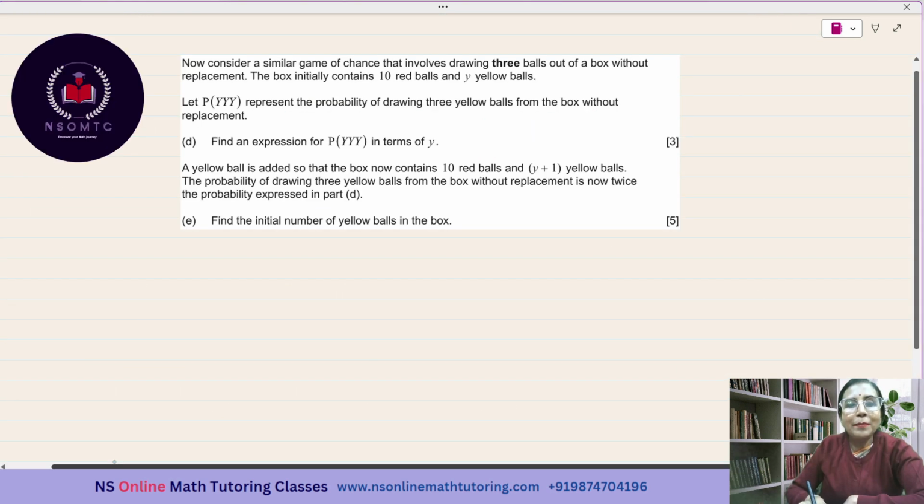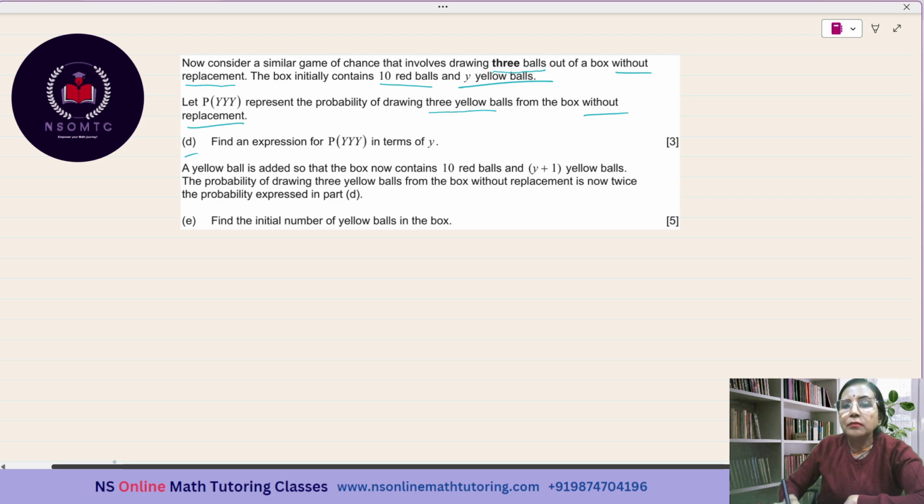Now consider a similar game of chance that involves drawing 3 balls out of a box without replacement. The box initially contains 10 red balls and y yellow balls. Let P of y represent the probability of drawing 3 yellow balls from the box without replacement, and subpart D's question is find an expression for P of y in terms of y.